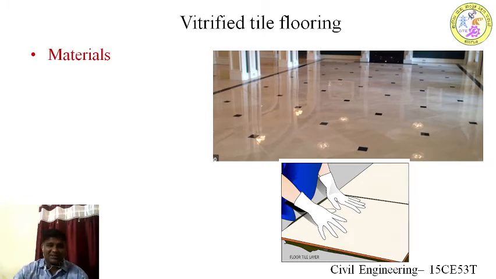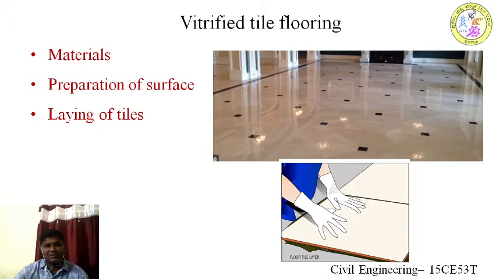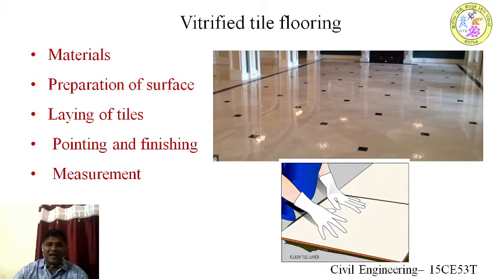To understand the specification, you need to know what are the materials that are used, and how to prepare the mix, how to prepare the surface, and how to lay the tiles, and pointing and finishing, curing and measurement. You can see in this picture, a person is laying the tiles adjacent to another tile. He is pressing the tile, and below it there is a combination of cement mortar and slurry, and that is the finished surface of the vitrified tiles.